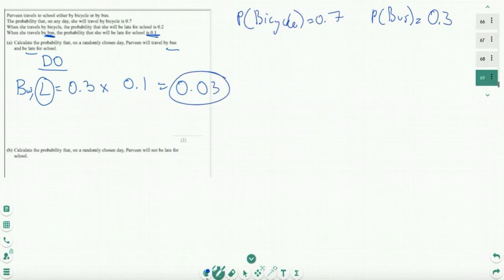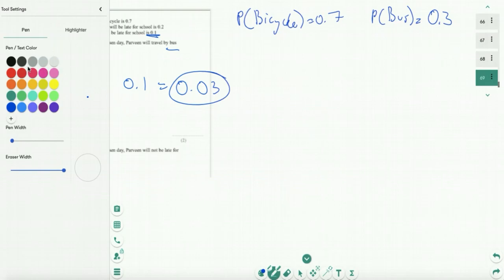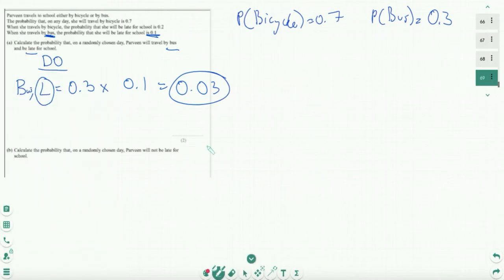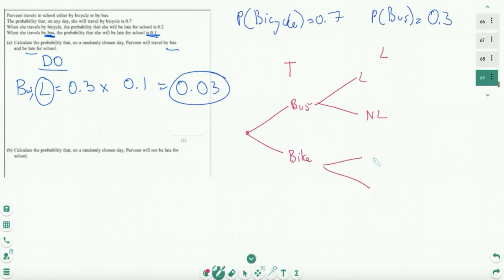We could also do this question, guys, using a probability tree. I just feel it's a bit of a waste of time. In this case, there are 2 events. There's the method of transport, bus or bike, and whether he's late or not late, okay? So let's start from the beginning. So you can either take a bus or you can bike. And if he takes the bus, he can be late or not late. And if he takes the bike, he can be late or not late.